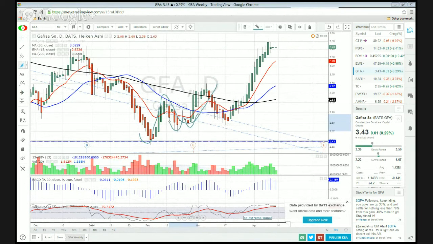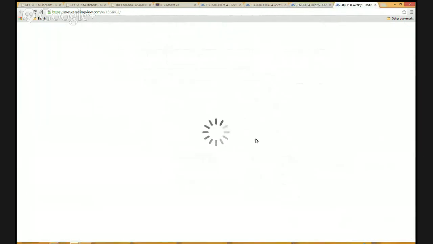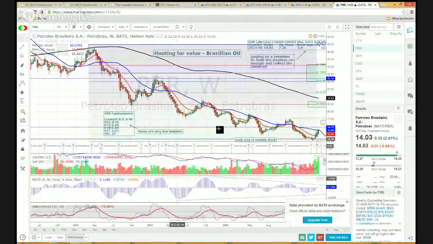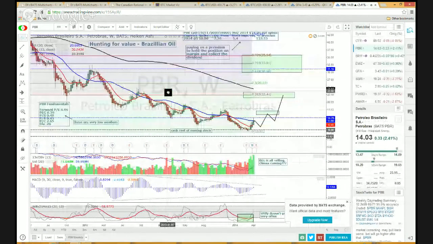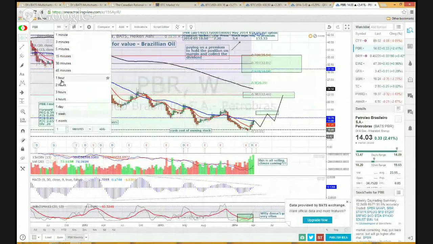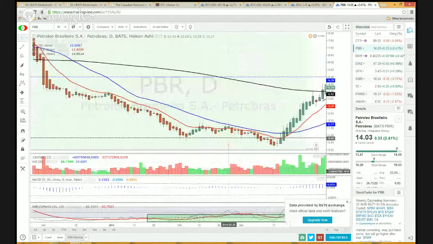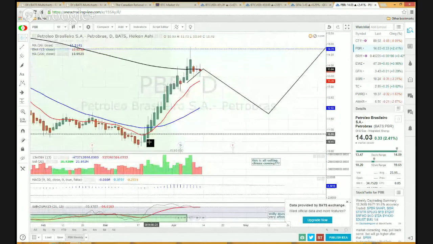Whenever I'm thinking about investments, I always look at the weekly. It gives me a broader perspective. If I don't look at it on the weekly, I'll get vertigo. So here's the weekly to give us an idea of where this thing can go. But then if I go down to the daily and zoom in, it's just like, holy moly. That's a hell of a rally.